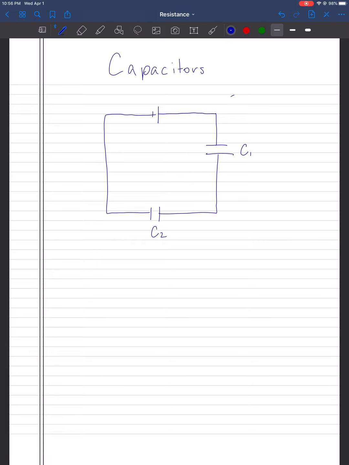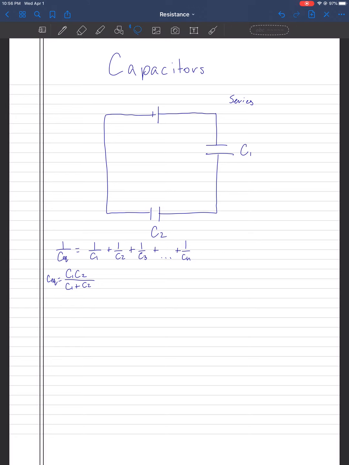Now, for a series circuit, remember I said capacitors are the opposite of resistors, right? You've probably already guessed it. 1 over the equivalent capacitance is equal to 1 over C1 plus 1 over C2, plus 1 over C3, all the way to 1 over Cn, with n being the number of capacitors you have in a setup. If it's only 2 capacitors, you can use that same formula to get your equivalent capacitance directly, so that you don't have to start taking the reciprocal and everything.